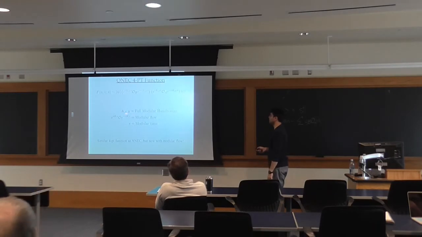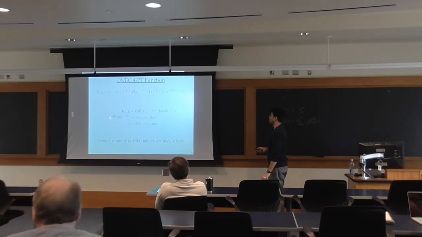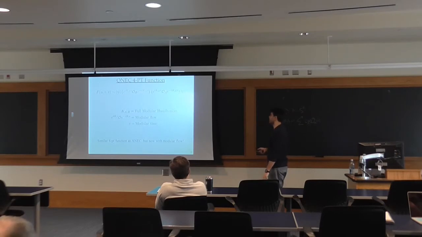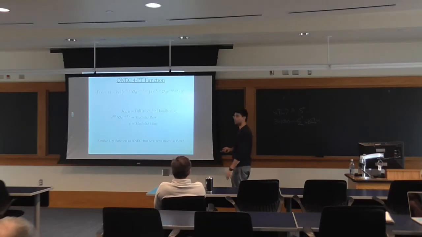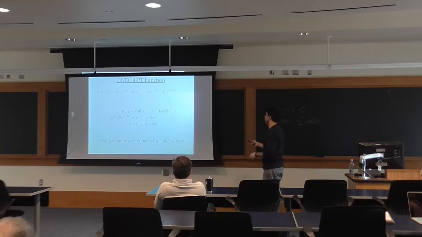So K_A and K_B are something called the full modular Hamiltonian. And this operation of evolving with this operator is something called modular flow. And the parameter s appearing here is sort of like time, but it's called modular time because we're flowing with some other type of Hamiltonian. So what we have is something similar to the 4-point function of the ANEC, but now with modular flow. Sorry, why O A bar? Okay, so those are just labels for coordinates, and I'll explain what they are. Yeah, but they're just scalar operators.